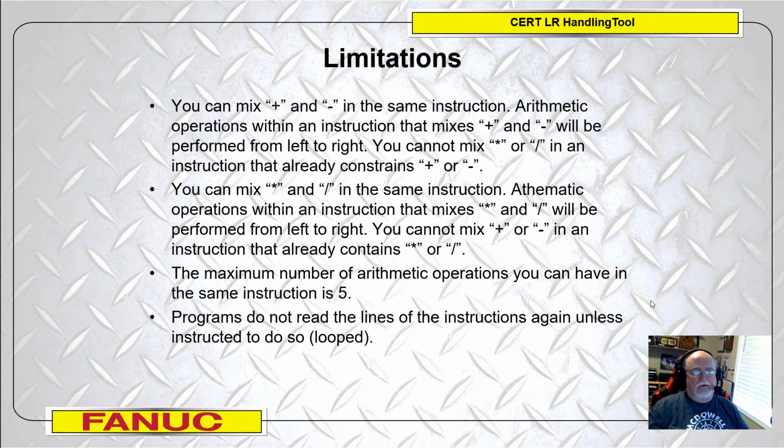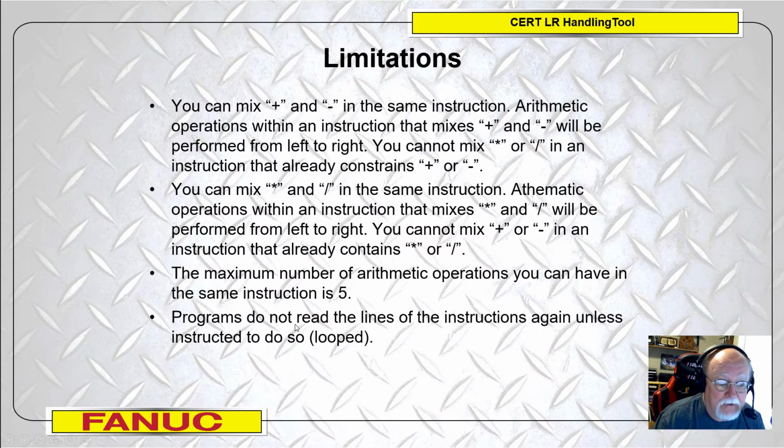You cannot mix multiplying or dividing in an instruction that already contains plus or minus. You can mix multiplying and dividing in the same instruction. Arithmetic operations within that instruction that mixes multiplication and division will be performed from left to right. You cannot mix plus or minus in an instruction that already contains multiplication and division. The maximum number of arithmetic operations you can have in the same instruction is 5.